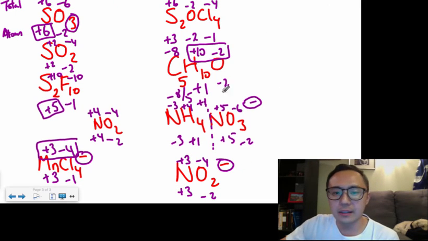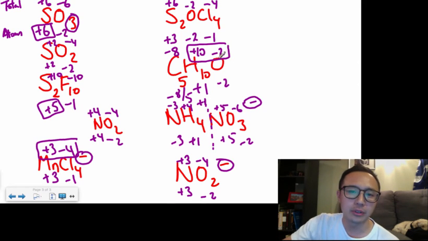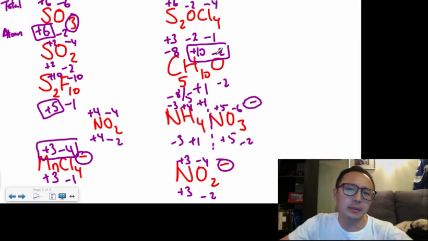So after practice, oxidation numbers is actually not too bad. It's just getting used to the method, getting used to the charges, and remembering the exceptions.